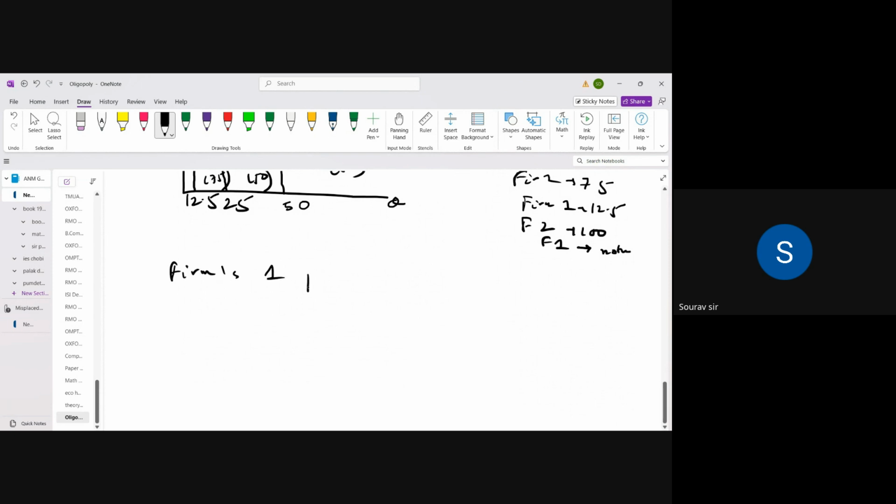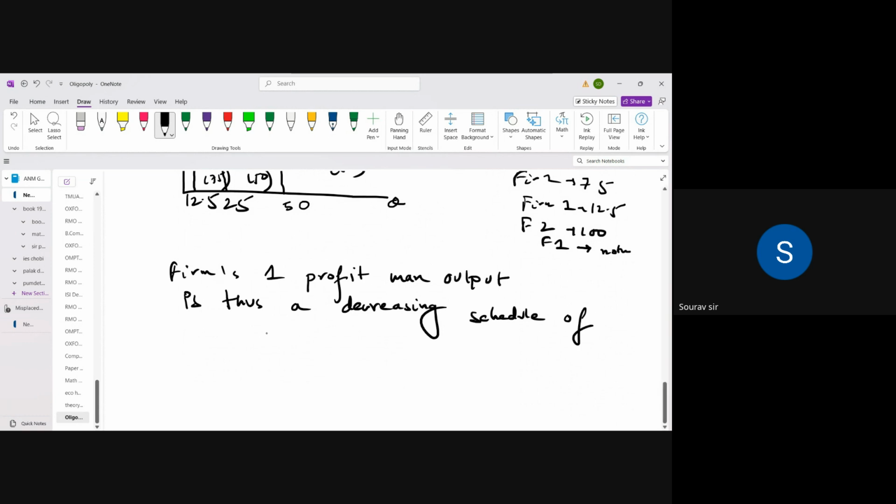So farm 1's profit maximizing output is thus a decreasing schedule of how much it thinks farm 2 will produce.